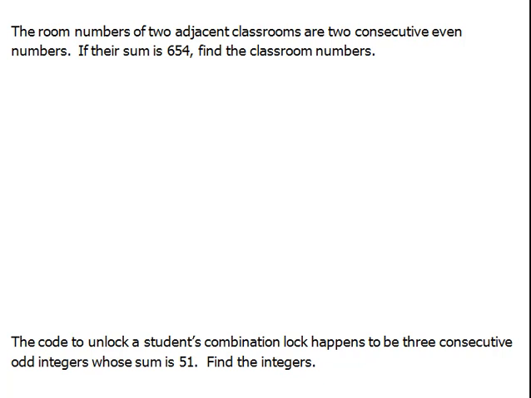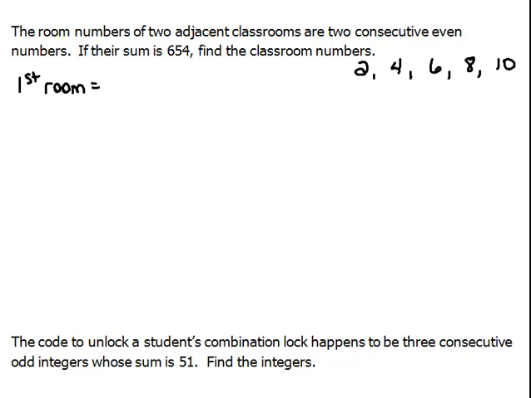numbers are. If you'll remember, even numbers are things like 2, 4, 6, 8, 10, anything that's divisible by 2. Well, when we're talking about consecutives, that means in order. So it literally would be 2, 4, 6, 8, 10, so on and so forth. Well, they said the room numbers of two adjacent classrooms are two consecutive even numbers. We're going to be looking for, in this problem, those classroom numbers.